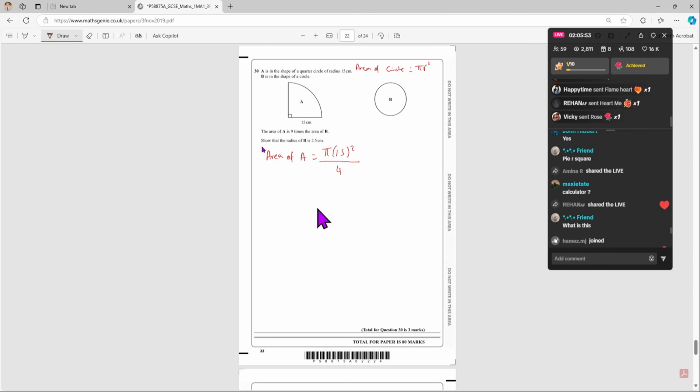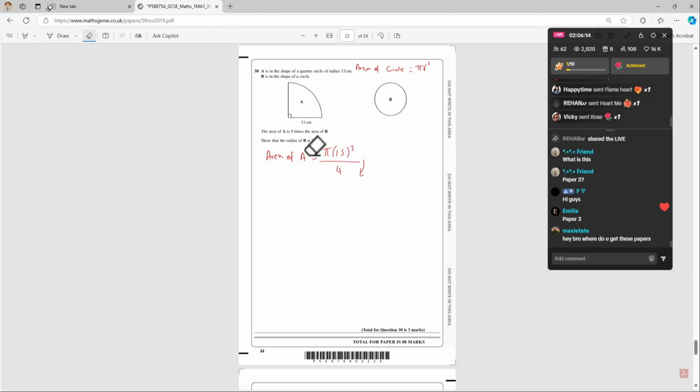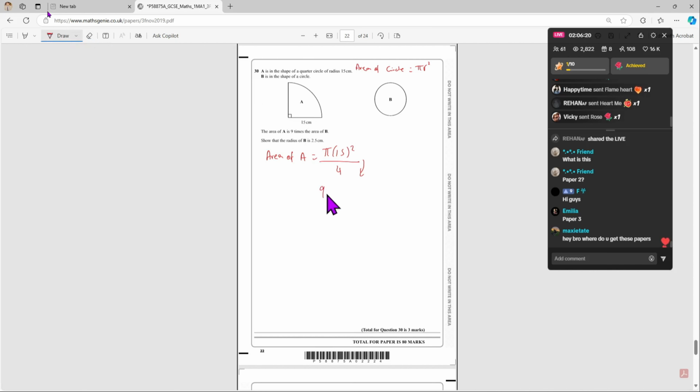Yes, guys, it's the calculator paper, so you can just put this into your calculator. Now, when you put it into the calculator, this will simplify it for you to 9 pi r squared. Okay? Actually, it won't. So you know that if you do 15 pi, then you can simplify this to 9. It's going to be equal to 9 pi r squared.